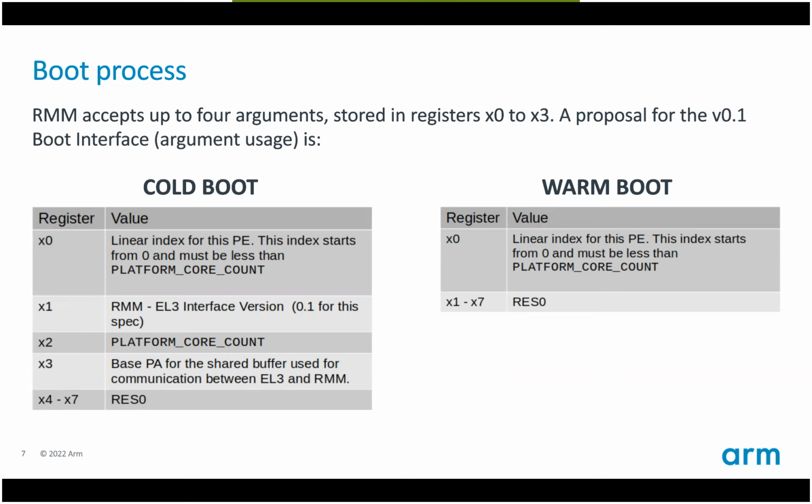During the warm boot path, we already have all the information that we need. The only bit of information that is missing is the linear ID for the current CPU. This is passed on X0, and we don't need any other information for the warm boot.